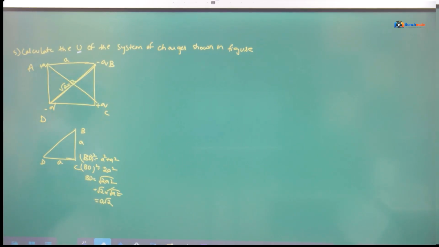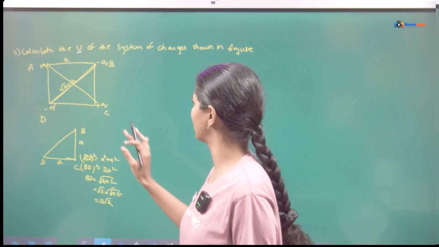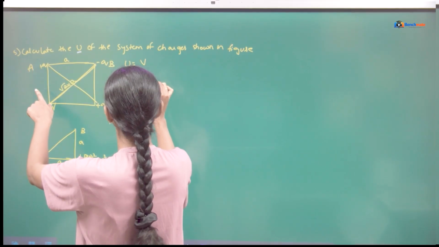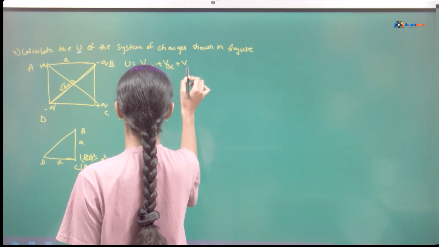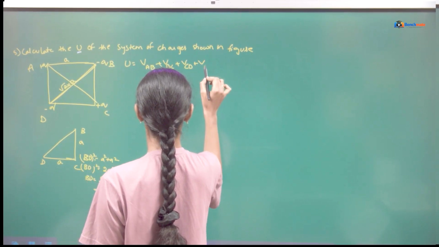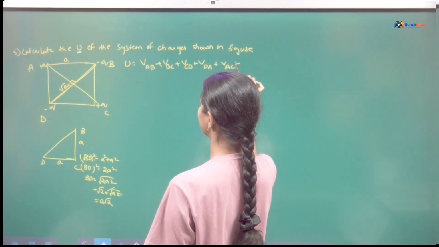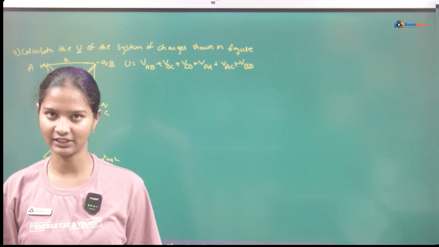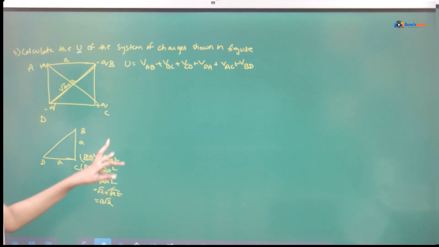Now calculate the internal energy. Internal energy is nothing but the summation of the complete work done. So U equals V AB, next V BC, V CD, V DA. Next, the diagonal terms also you can add: V AC plus V BD. This complete sum is the potential energy, and at A and C we have positive charge, at B and D negative charge, and for potential the negative sign also we will consider.